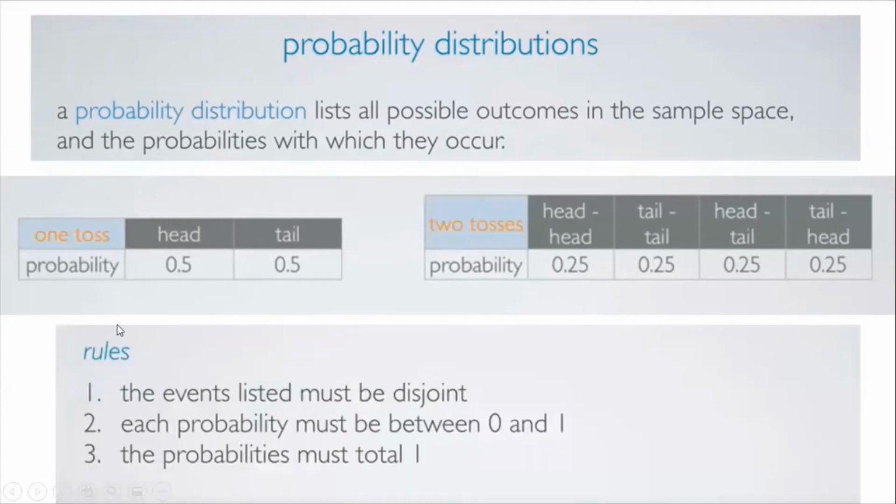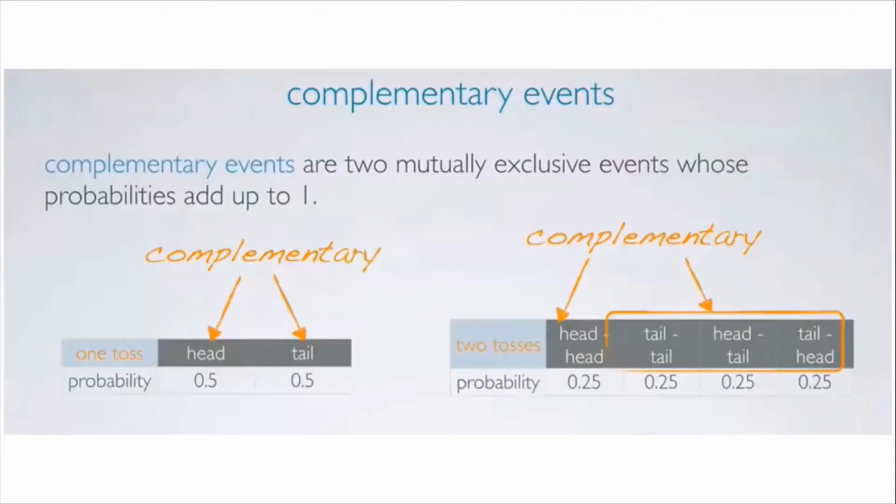Okay, so here are a few rules for probability. We now know that the events listed must be disjoint. If one event happens, the other cannot happen. For the events, the probability must be between 0 and 1. We already know this. If we sum the probabilities of every event, it should add up to 1. So this is basic probability.